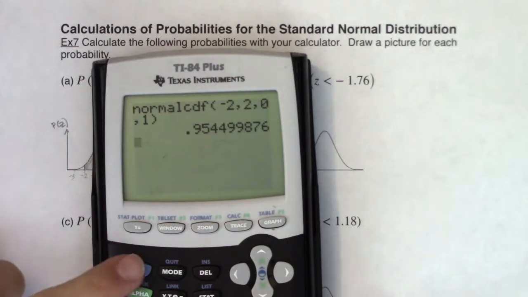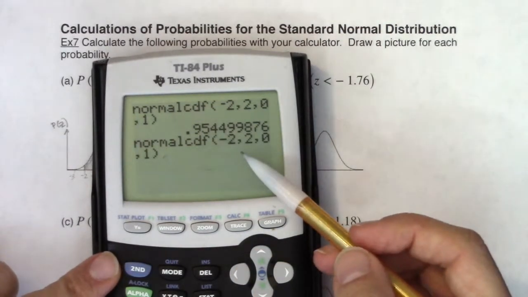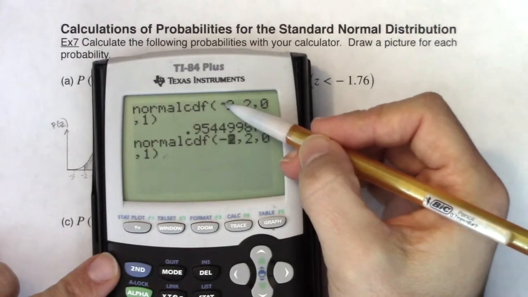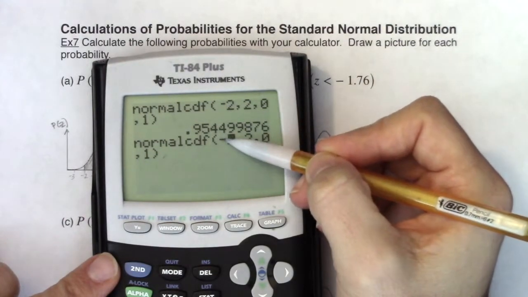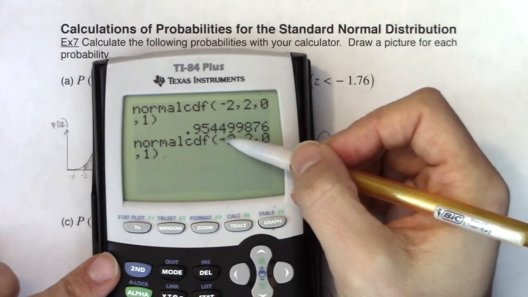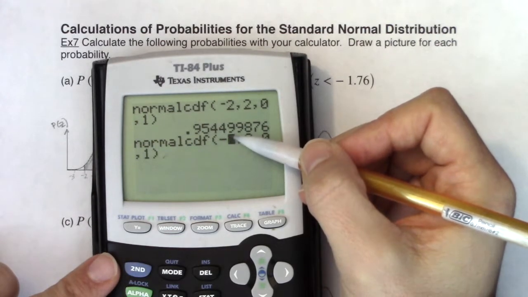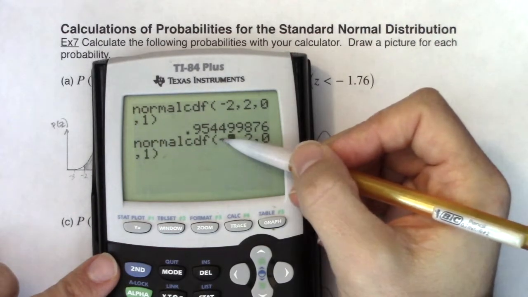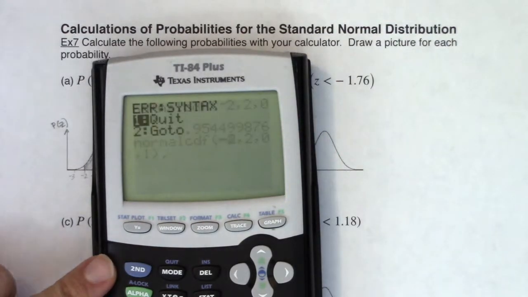So what I mean by that is sometimes I'll get students who put the subtraction symbol here. And just take note, right? This negative symbol is a little bit smaller, a little higher up. The subtraction symbol is a little bit longer and towards the middle of this digit. When you put the subtraction sign here, what your calculator is going to try to do is subtract 2 from something, but there's no something in front of it. So when I hit enter, you're going to see that syntax error pop up, right?